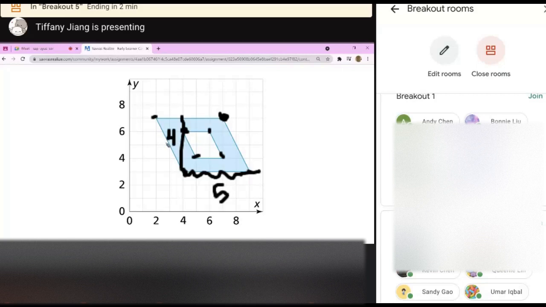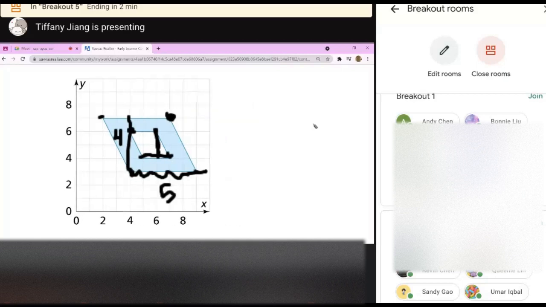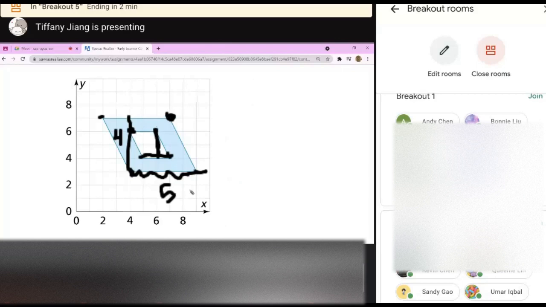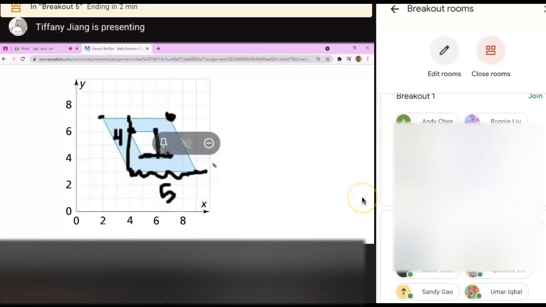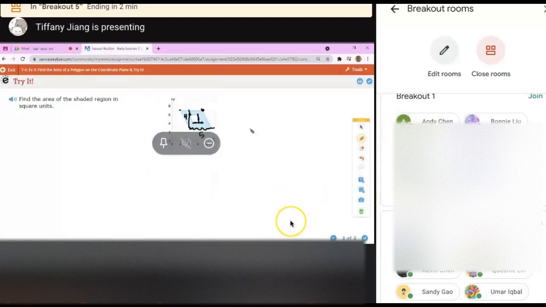How about the smaller one? What's the base? It's 2 for the height and 2 for the base. Perfect. Got it. What are we going to do with the areas of those 2? You find the area of the bigger one and take away the area of the small one. You guys are good. We have 2 minutes before we go back to our regular class, I mean, to the main room. So you guys work. I'll be back.